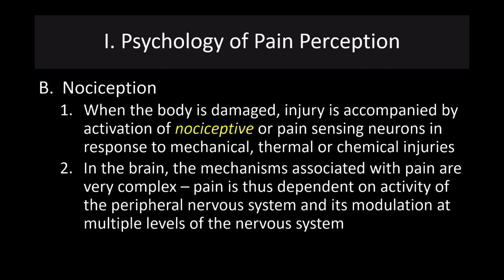In the brain, the mechanisms associated with pain are really complex. So it's dependent on both the peripheral nervous system and its modulation at the multiple levels of the nervous system. So we can actually block pain from the top down. That is, you can actually mentally block pain. There's a couple of instances of this with athletes in particular.